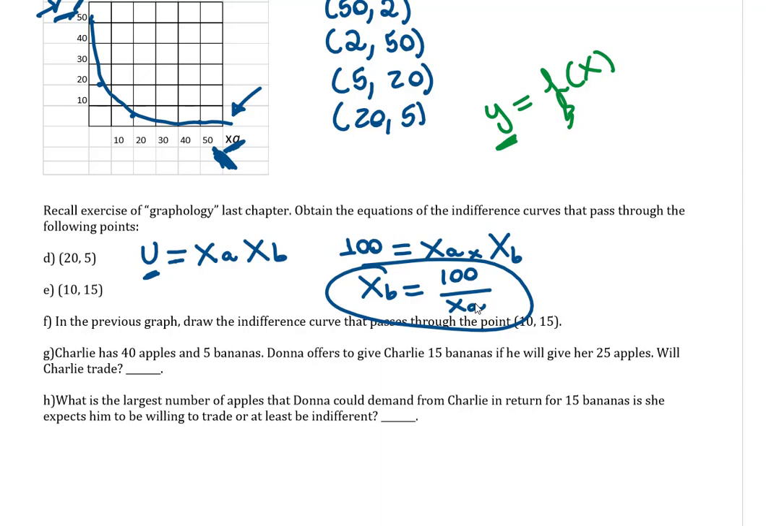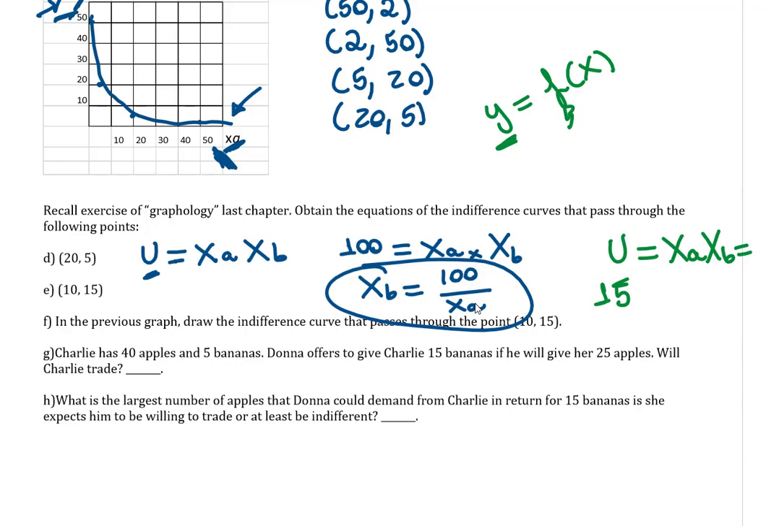Let's do the equation that passes through the point 10, 15. Similarly, U equals xa times xb. I have three variables. I am graphing xa and xb. U has to remain constant. Constant equals to what? Well, if the curve passes through the point 10 apples, 15 bananas, every bundle, every point in that curve must yield the same level of utility. What is the level of utility of 10, 15? It is 150. So 150 is going to be constant.